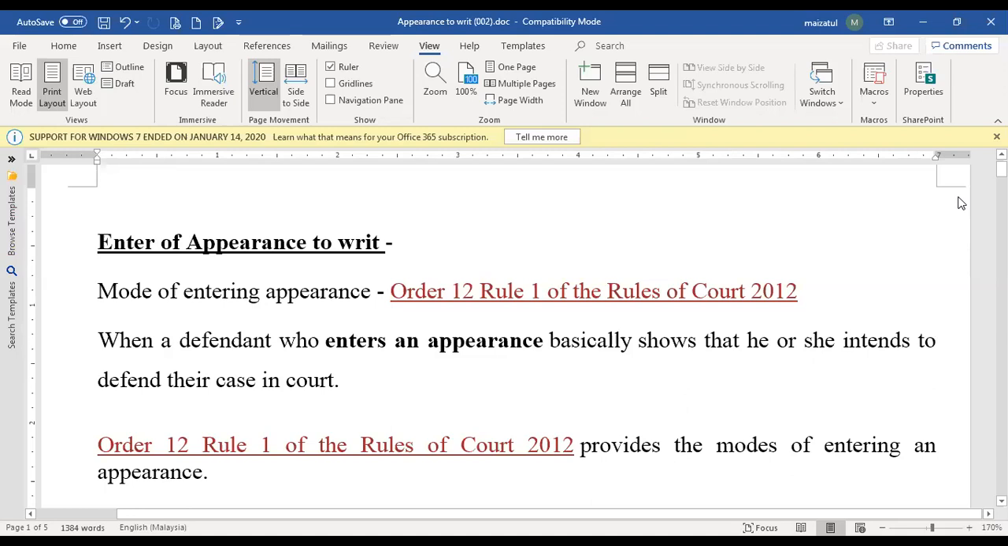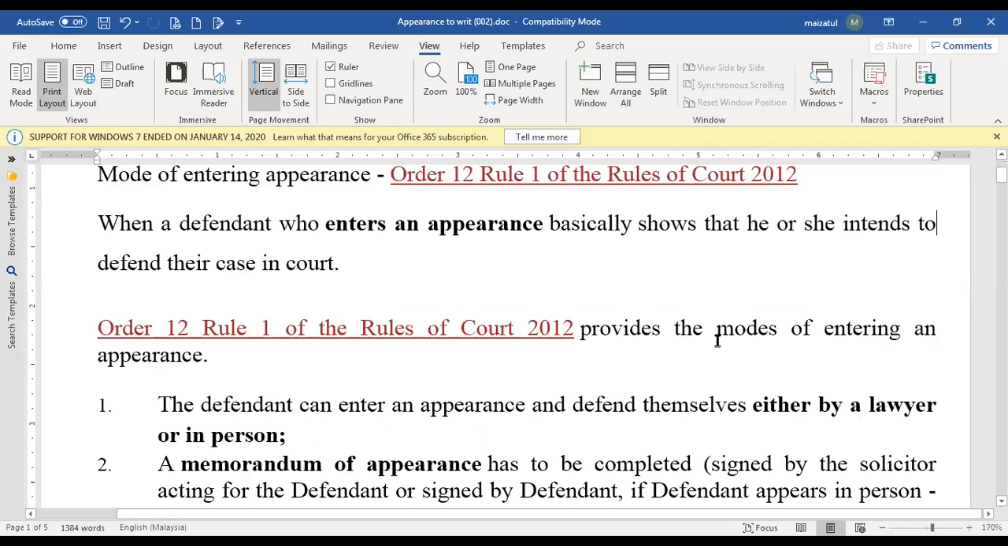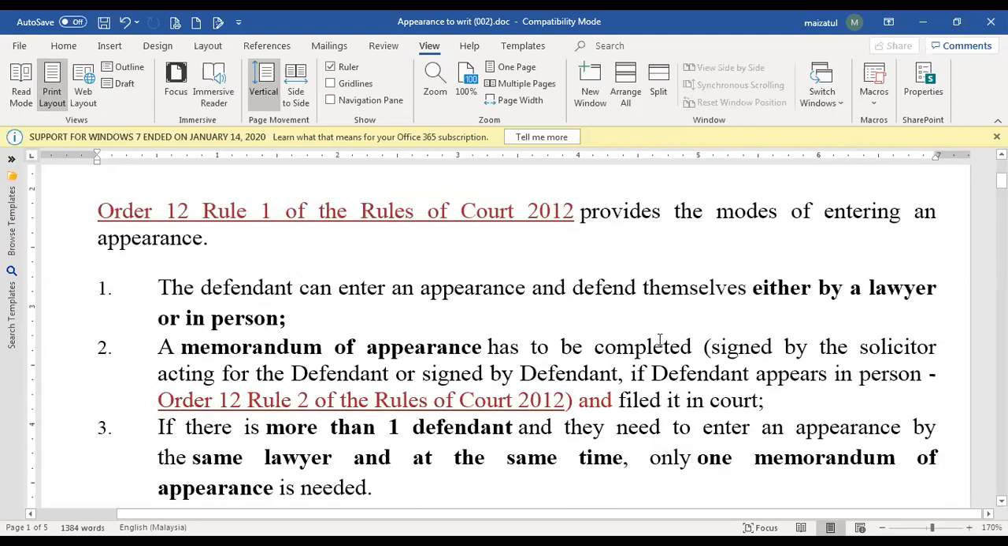Okay, good afternoon. Today I will be sharing with you the topic of entering an appearance to the writ. Entering an appearance is governed by Order 12, Rule 1 of the Rules of Court 2012. Basically, entering an appearance shows that the defendant intends to defend their case in court. So the next question is how an appearance can be entered in court by a defendant.